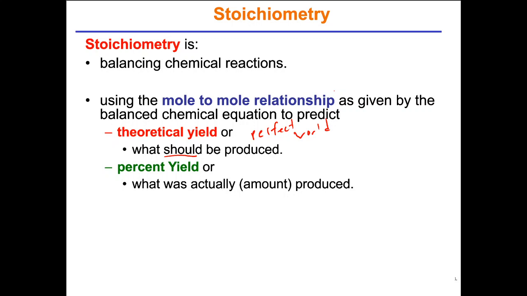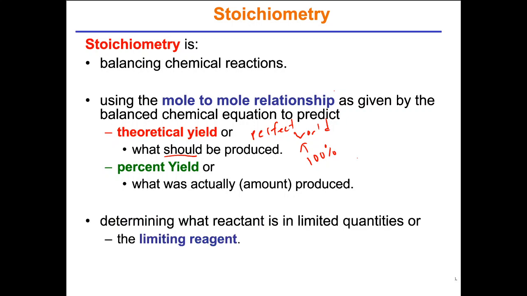Okay, and then percent yield. So what was actually produced? Essentially in this perfect world, this would be 100%, but we don't live in a perfect world. So generally speaking, your percent yield will be somewhat lower than 100%.